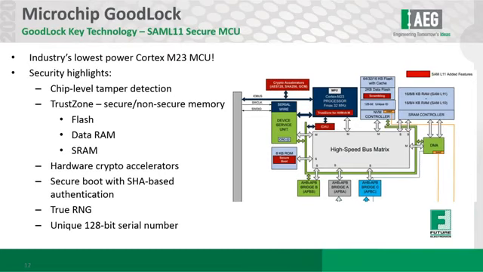The SAM-L11 also has a unique serial number. This may seem trivial, but it's really not. The device's serial number is a critical input into many cryptographic functions, so this is another required feature for a successful security implementation. And for those of you that need a more capable processor than an M23, Microchip also offers other microcontrollers with security functions, including Cortex M4s, M7s, and high-end PIC32s.